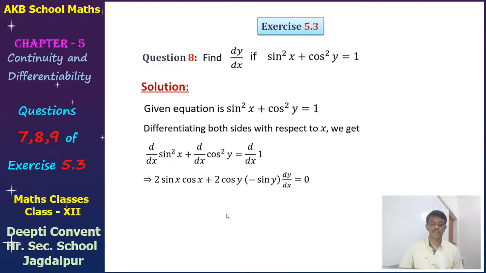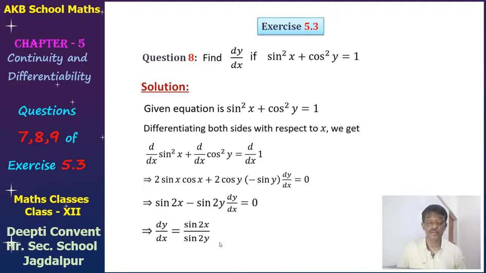Now here dy by dx is present. So transferring this value, 2 sin x cos x is sin 2x, by the formula of sin 2 theta. So sin 2x minus 2 sin y cos y, which is also sin 2y, dy by dx equals 0. So transferring, we see that dy by dx equals sin 2x upon sin 2y. This is also mixed, and this is the derivative of y with respect to x. This is the solution of question 8.